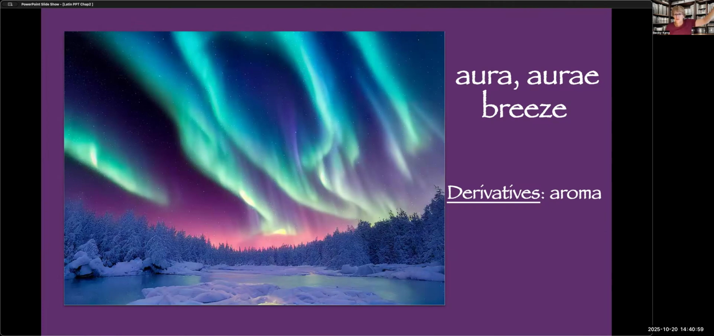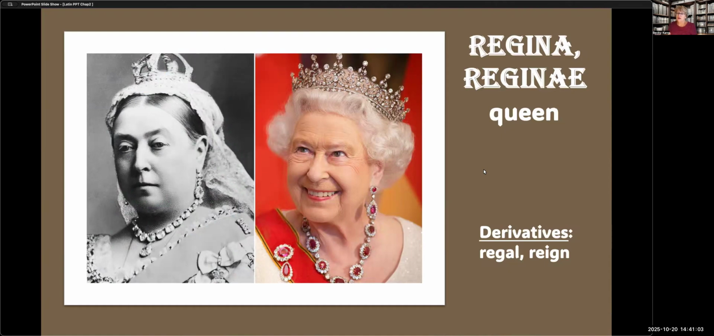This is what Dominique's room looked like with the blues and the pinks today. And Regina, Regina is queen. These are the words where we get regal and reign. And remember that God created us and called us to rule and reign over his creation. He's given us all power, right? That's our job. And this is Queen Elizabeth's job.